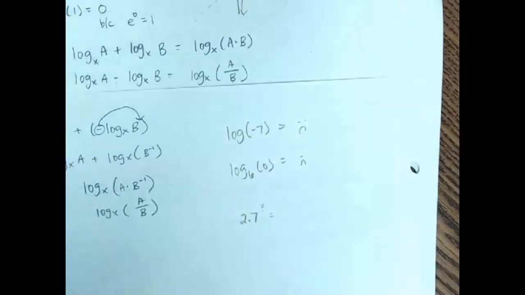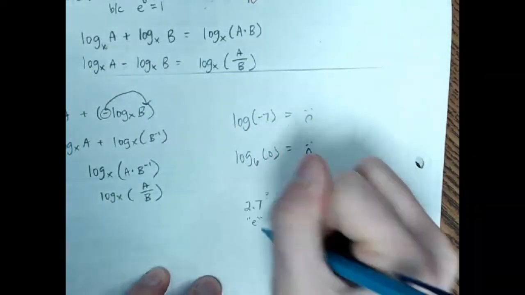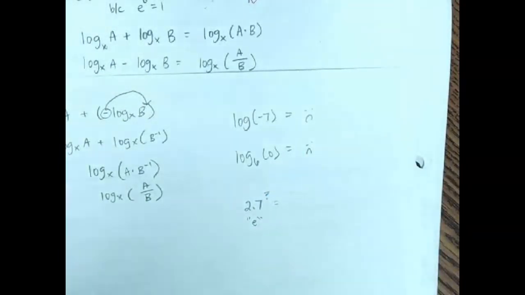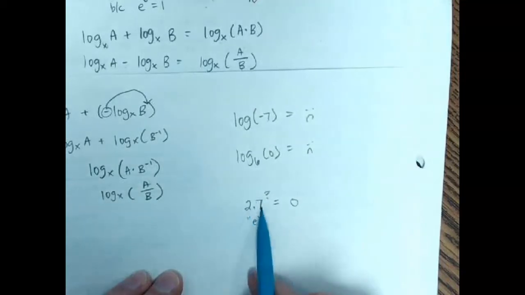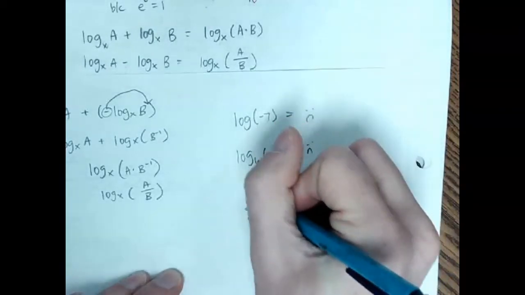Could I ever take 2.7, e, which is a positive number, and find an exponent that you could raise it to that will give you out 0? Think about it. If I took 2 and squared it, that would give you 4. If you took 2 and cubed it, that would give you 8, and so on and so forth. With any positive base, there's not going to be a possible exponent that you could use. If you take a positive number and raise it to an exponent, it's just never going to give you 0.